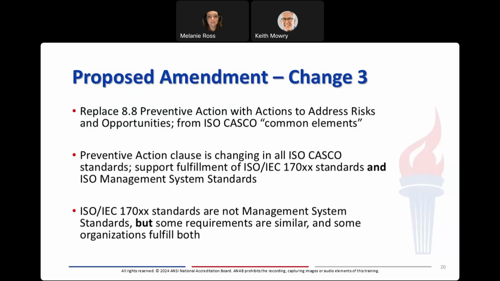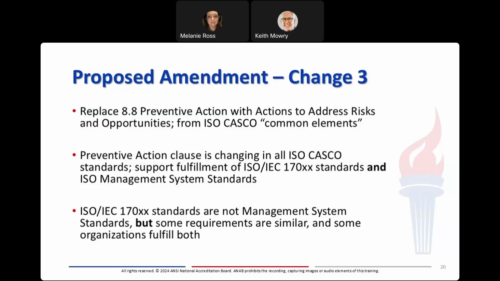Now, the third change that's proposed in the amendment is about a very specific clause in 17065, Clause 8.8 on preventive action. This clause is being replaced in all the other CASCO standards as they are revised. And in all the other CASCO standards, it's being replaced with a clause that's titled Actions to Address Risks and Opportunities. And the title of this clause 8.8, or whatever it is in the pertinent CASCO standard, this title, Actions to Address Risks and Opportunities, comes from the ISO CASCO common elements.